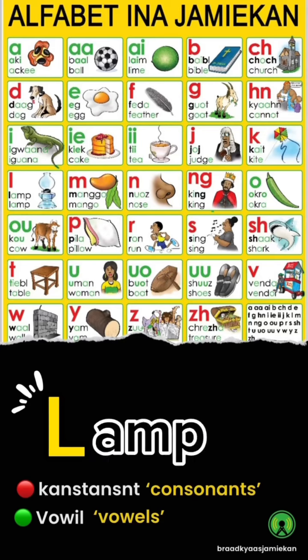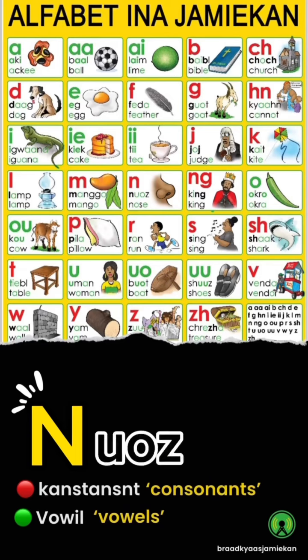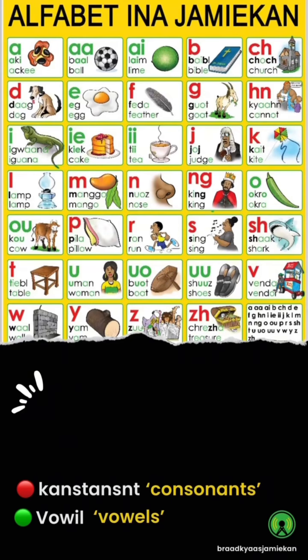The next alphabet letter is L. That's a regular L sound like in English. Lamp. Then you have the M. Same regular M sound. Mango. Menke. Then you have N. The same N sound like in English. So nose. Nyaka nyaka and so.